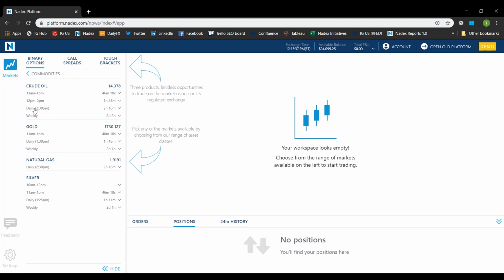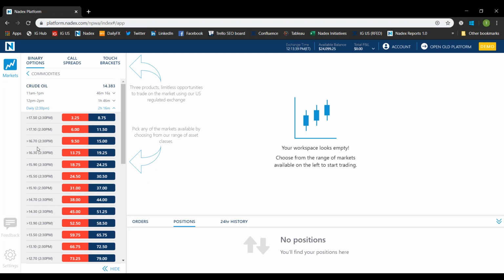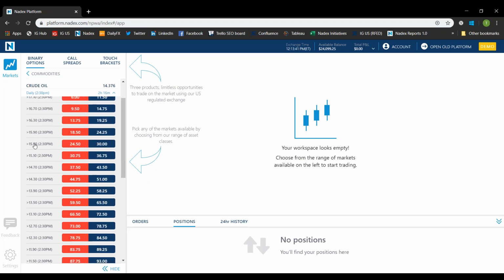Here we go. And now notice what it's going to do. It's going to bring up a bunch of different levels. Do I think oil in the next, and by the way, it tells you 2 hours and 16 minutes, is it going to be above a certain price? So I'm actually going to pick any one of these prices here. Let's go ahead and pick 1430 because it looks like it's right in the middle there. I'm going to click 1430.